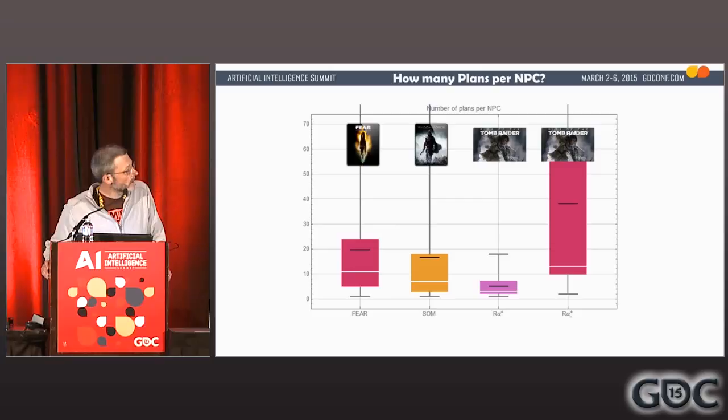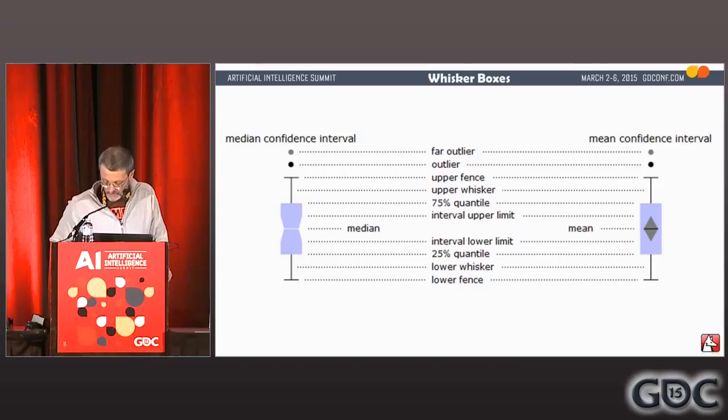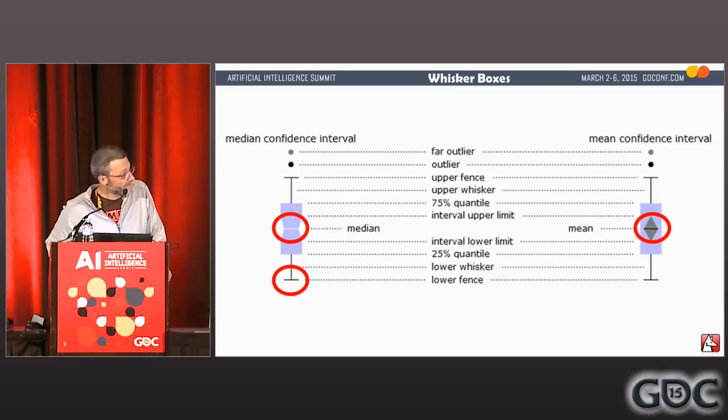Those rectangles are whisker boxes, and here is how they work. They display a set of values. The first thing to know is that white line, which represents the median value. It separates the set of values in 50% above and 50% below. And the black line represents the average. At the bottom, you have what they call the lower fence, which is just the minimum value of the set. And then, of course, you've got the maximum value. And the rectangle separates, again, the above and below subsets in two.